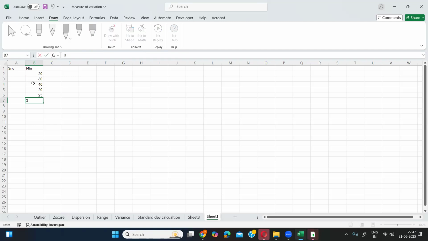Just take any random numbers, whatever your project is. If you want to record, let's say, 5 minutes, 10 minutes, you can take anything. Okay, this is your data and you have 9 records. You can take any number of records according to your data.